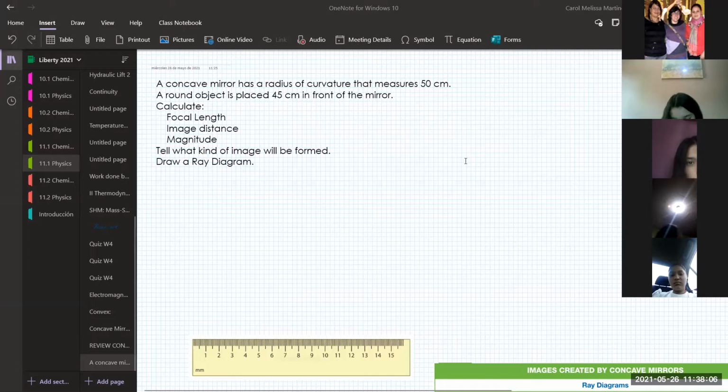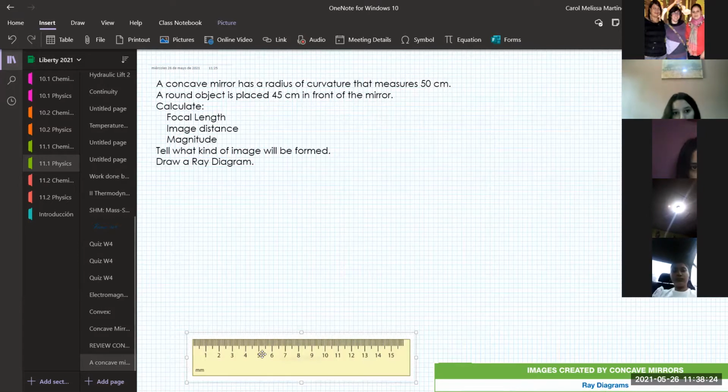So, first of all, what do we need to do with this kind of exercises? Take a look at my ruler right here. I never used this kind of ruler before, but the reason why I'm doing it now is because my notebook, I don't know about yours, measures almost 16 centimeters width, okay? So, I'm gonna be using this ruler as a reference. Now, take a look right here.